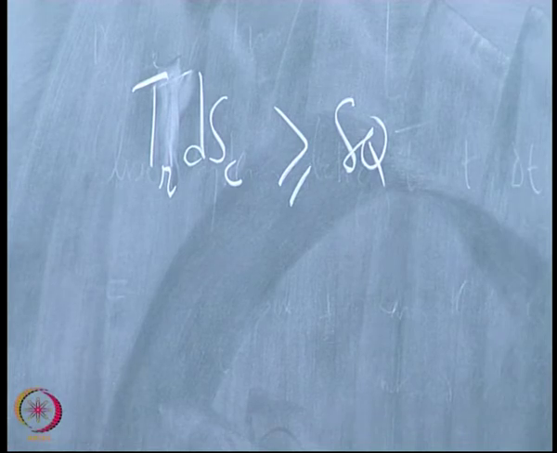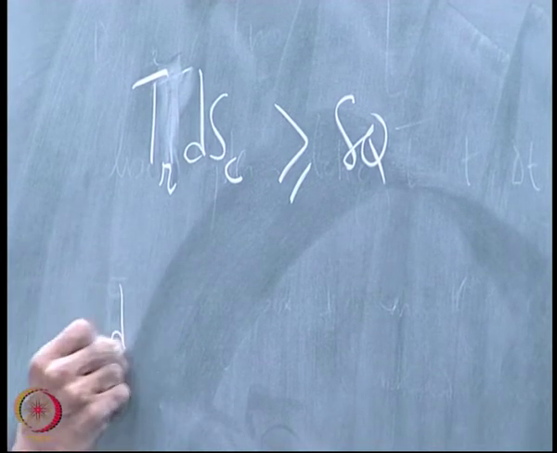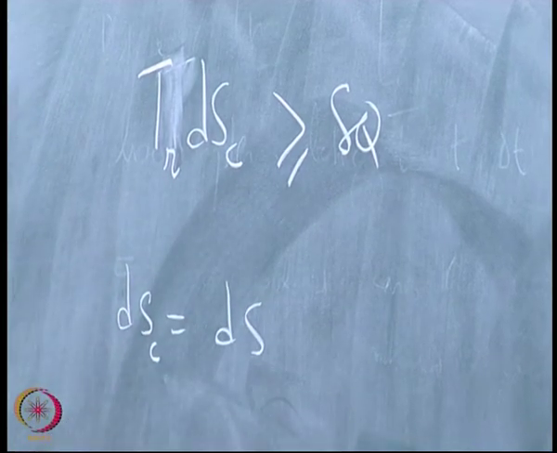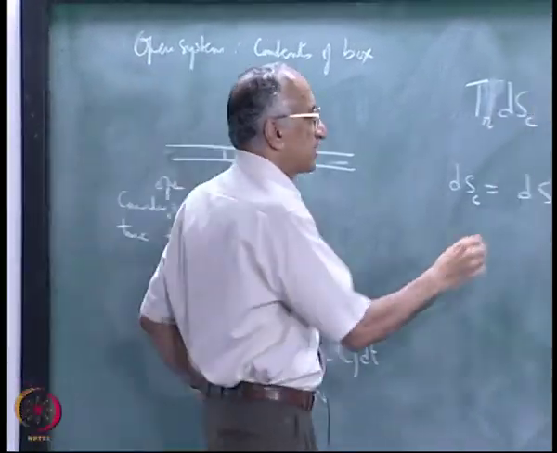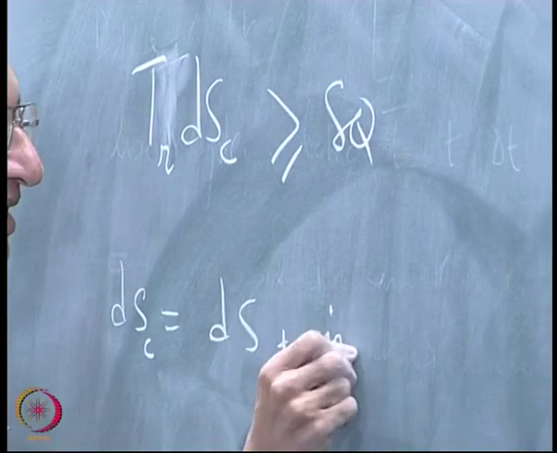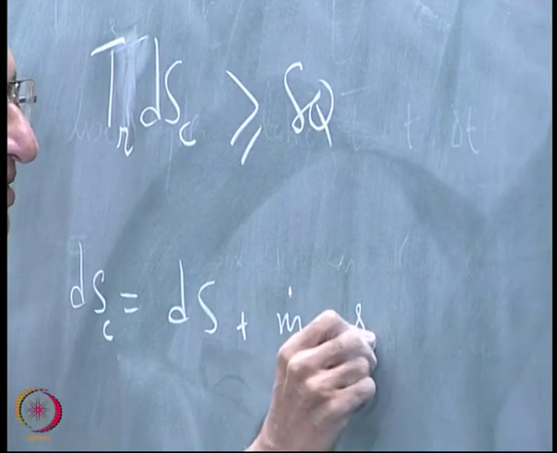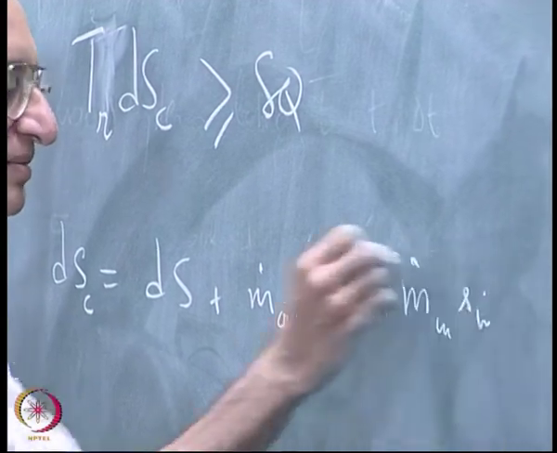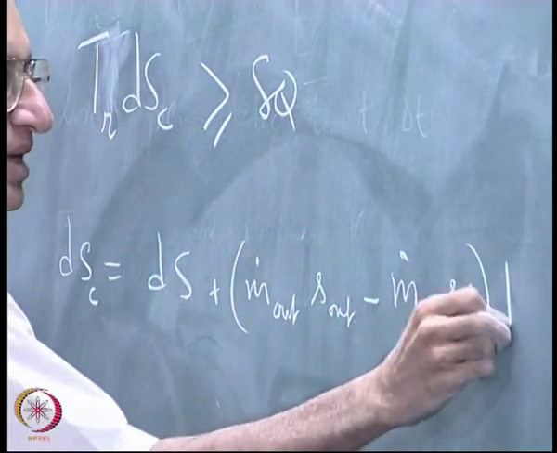So if I rewrite this, for example, dS for the closed system would be exactly like before, dS for the open system plus m dot out s out minus m dot in s in, times dt.